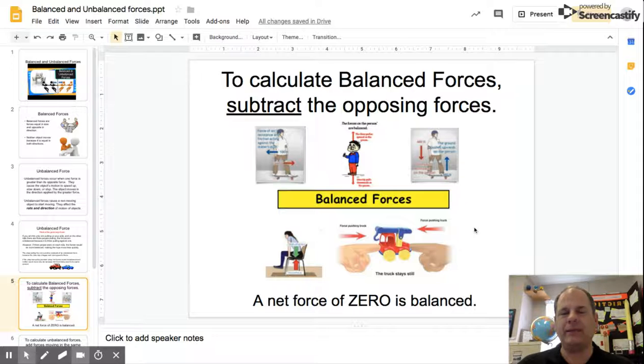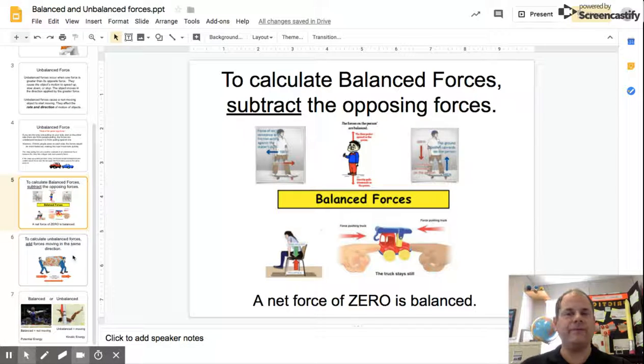Now, how do you calculate a balanced force with math? You calculate forces that are balanced by subtracting the opposing forces. So let's take the example of this toy truck. Someone is pushing the toy truck in one direction. Someone is pushing the toy truck in the other direction. Let's pretend that this person is pushing the toy truck with 100 newtons, and this person on the other side is pushing the toy truck in the other direction with 100 newtons. So you would take 100 minus 100 and you get 0. When you get a net force of 0, that means the object is balanced and there is no motion.